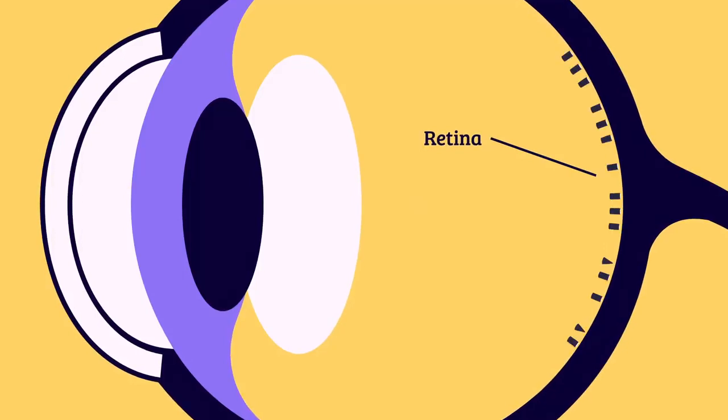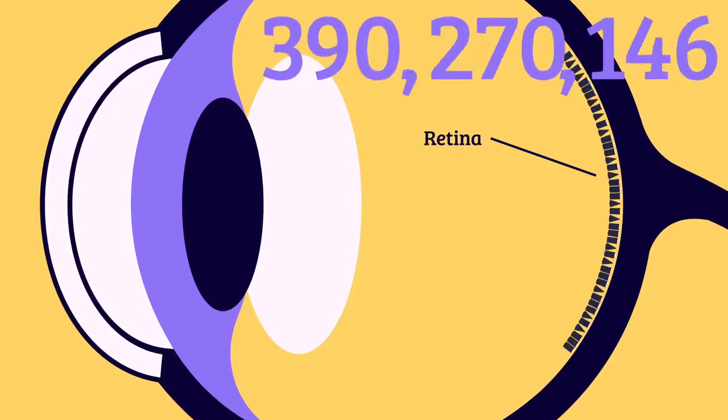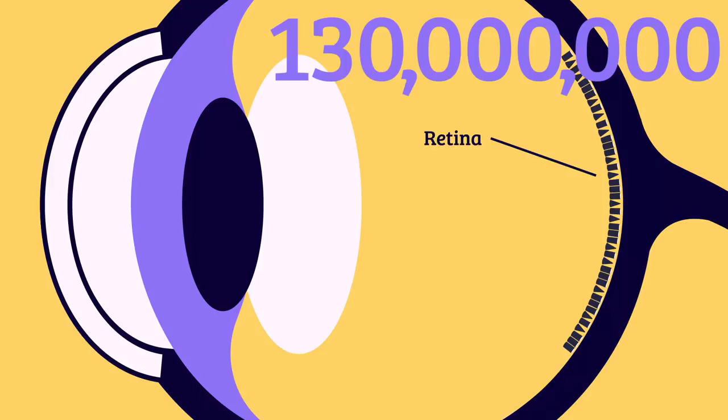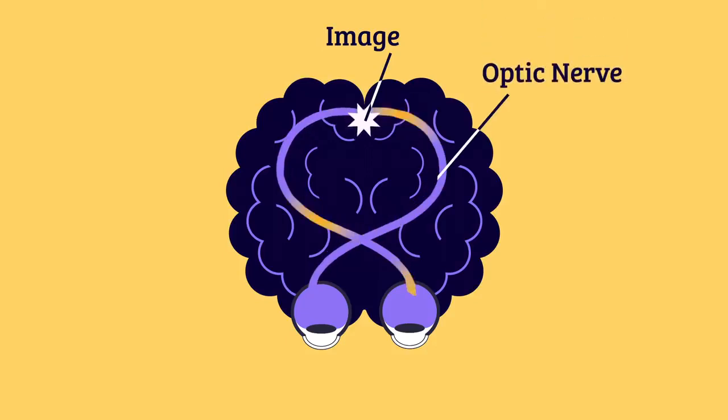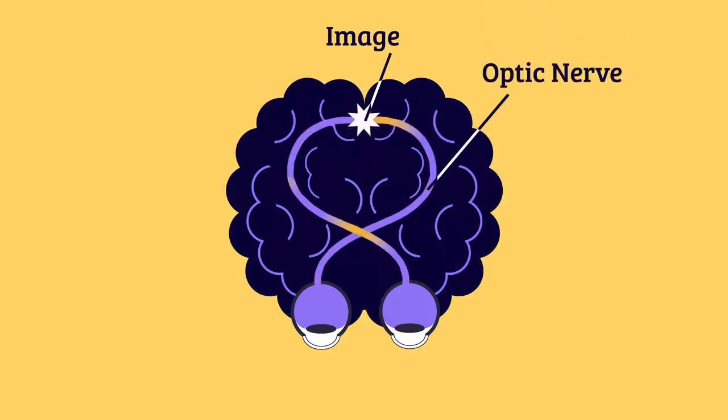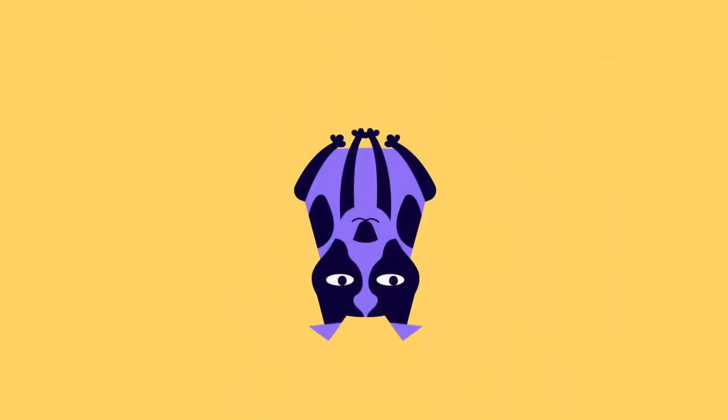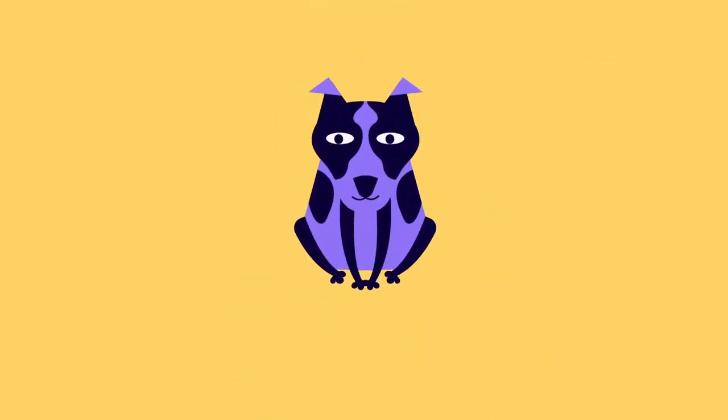There are about 130 million tiny cells in the retina that are sensitive to light. When these cells detect light, they turn it into electrical signals. Those signals eventually make their way through the optic nerve, which is like a cable connecting the retina to the brain. The retina helps create a rough image, but it sees the world upside down. It's your brain that turns what you see right side up.